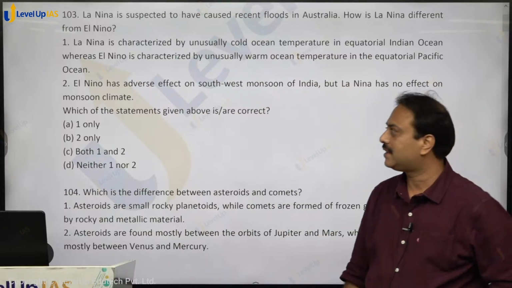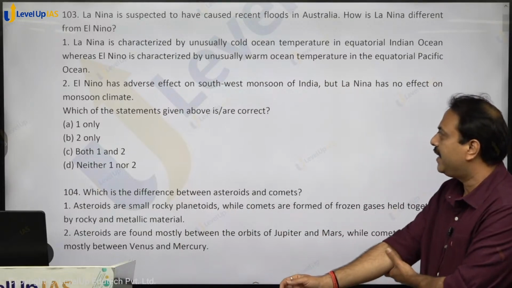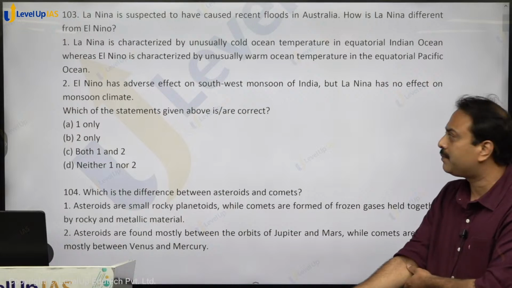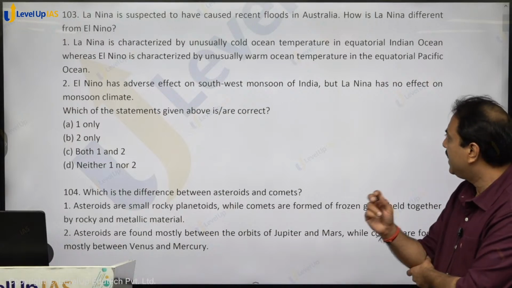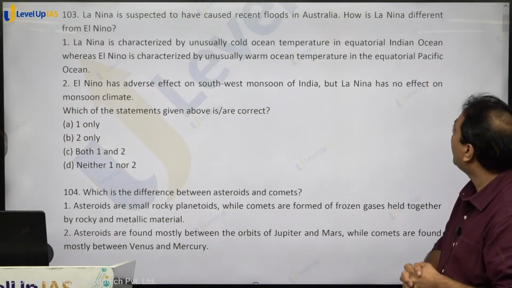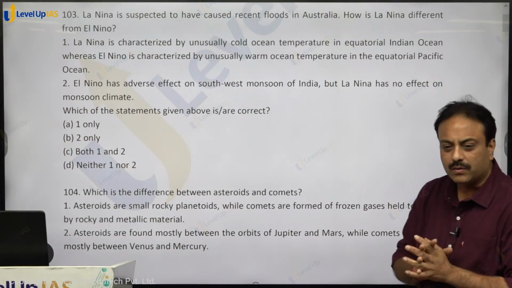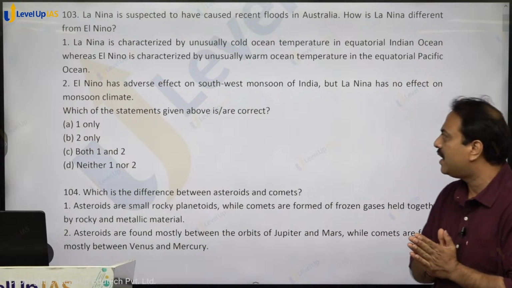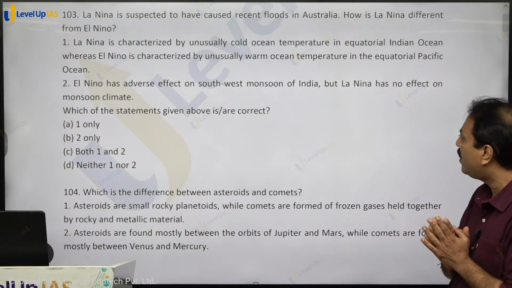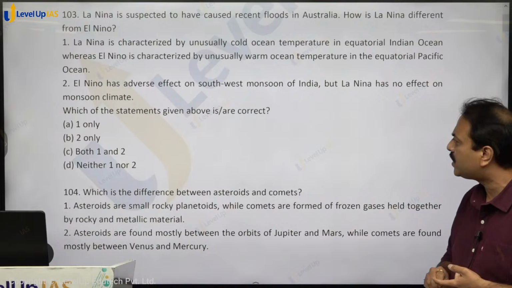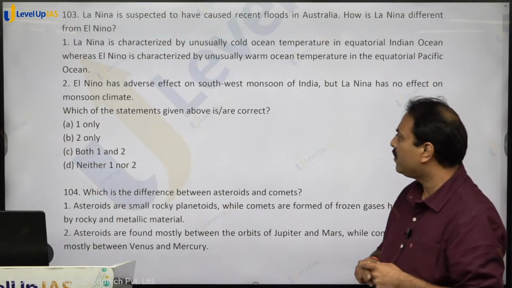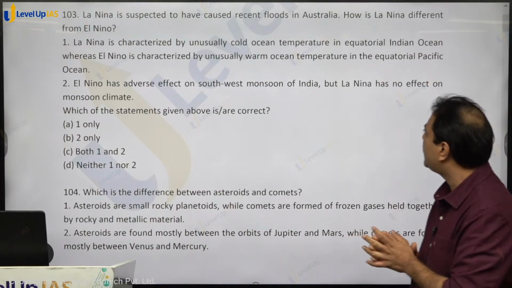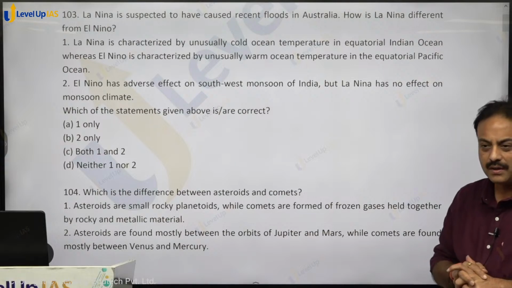Question number 3, 103 in today's lecture. La Nina is suspected to have caused recent floods in Australia. How is La Nina different from El Nino? Statement number 1: La Nina is characterized by unusually cold ocean temperature in equatorial Indian Ocean, whereas El Nino is characterized by unusually warm ocean temperature in equatorial Pacific Ocean.